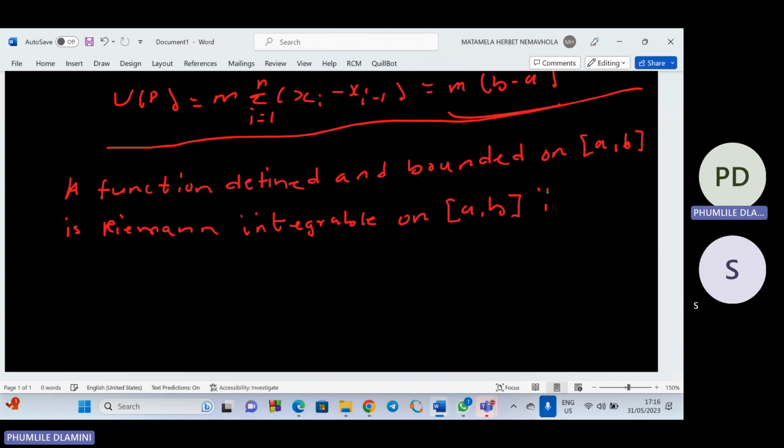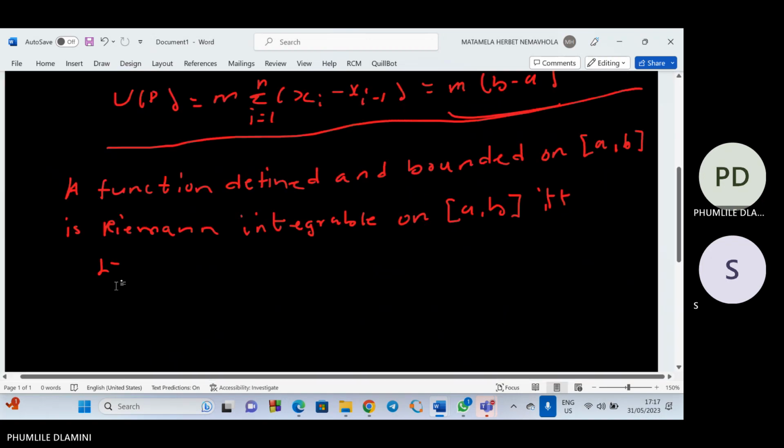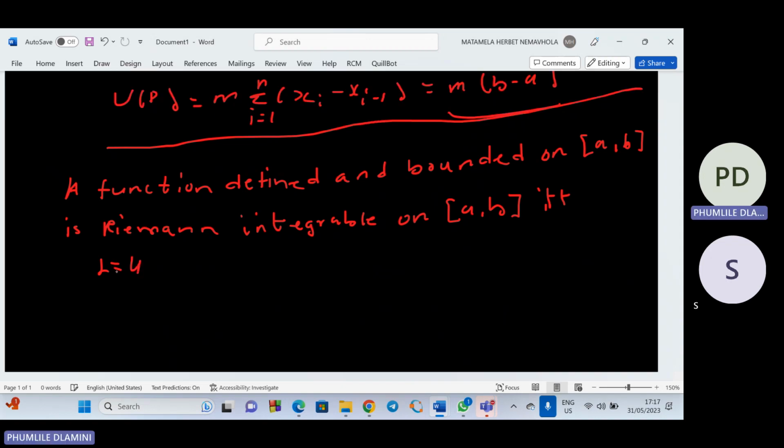if and only if L equals U. This L is the same as this one here, and the other U is this one and the other L there. So if L equals U, it implies that we can get the integral from a to b of f of x dx.